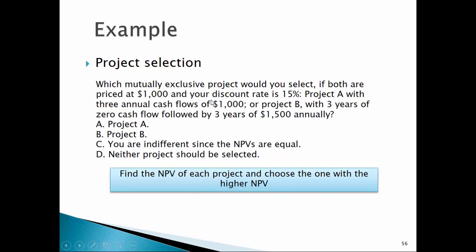Okay, so there's a question here. Which mutually exclusive project? By mutually exclusive, it means you have to pick one or the other. Should you pick project A or project B? And so what you'll do is find the net present value of each project and choose the one with a higher net present value. Remember, the IRR wouldn't be a good way to compare these because they're mutually exclusive projects.